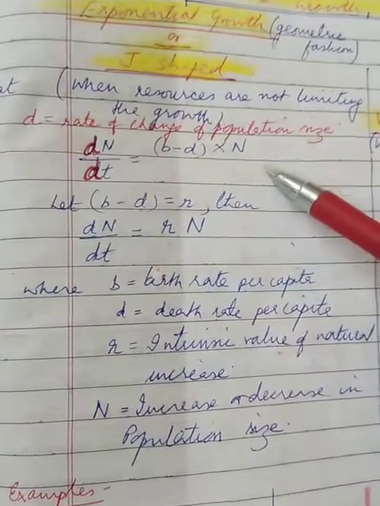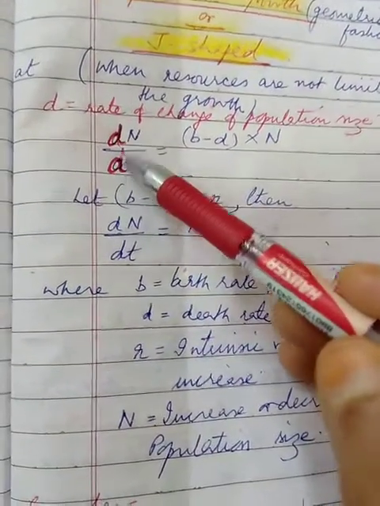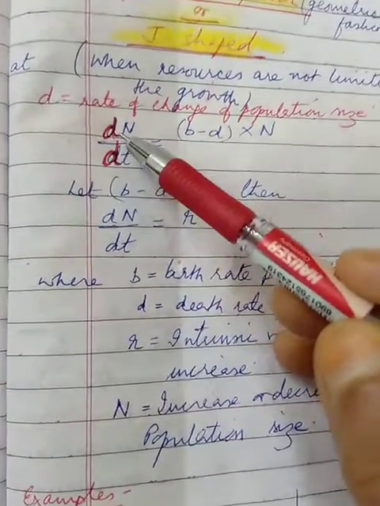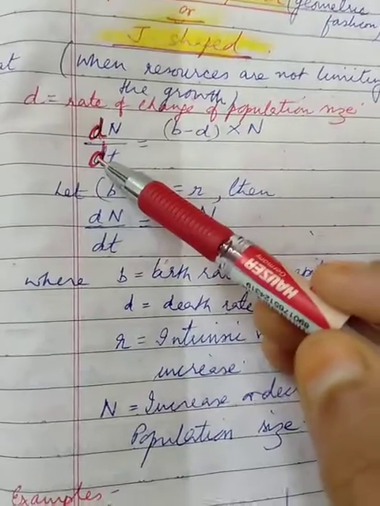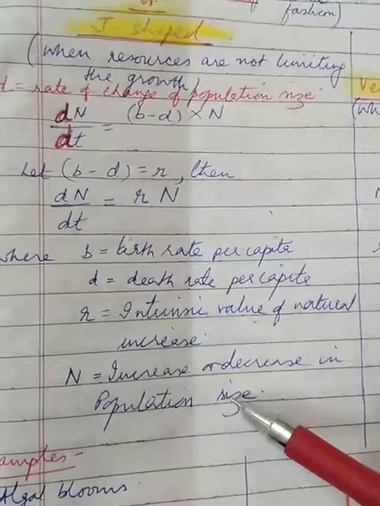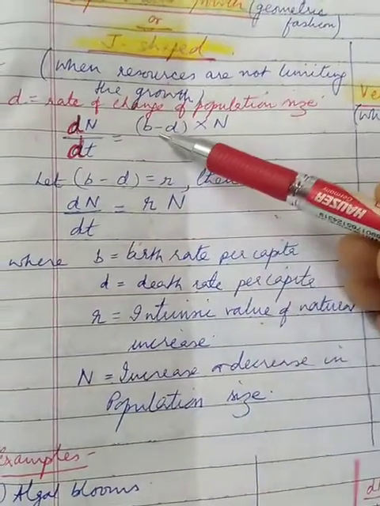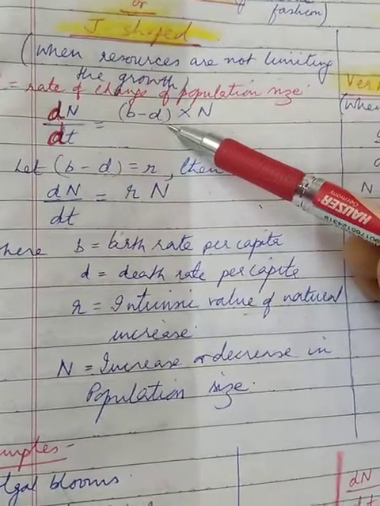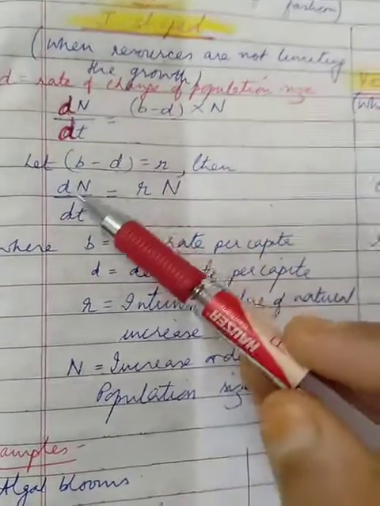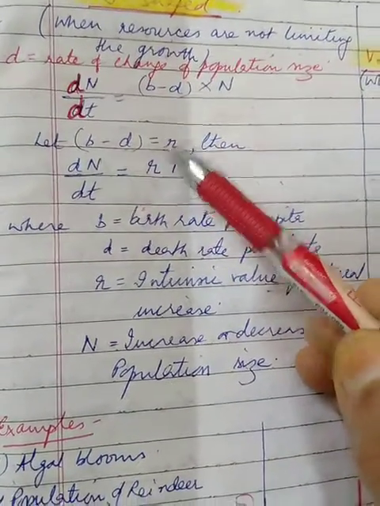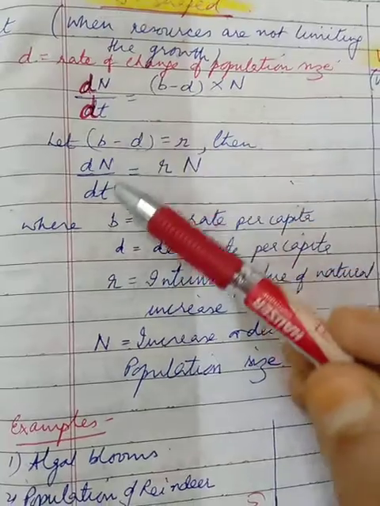So what do all these alphabets mean? The d's, both in the numerator and denominator, mean the rate of change of population size. N means the population size. This b means the birth rate per capita. d means the death rate per capita. And r, later on, if we imagine b minus d is equal to r, suppose, then dN upon dt becomes rN. That is this whole thing.